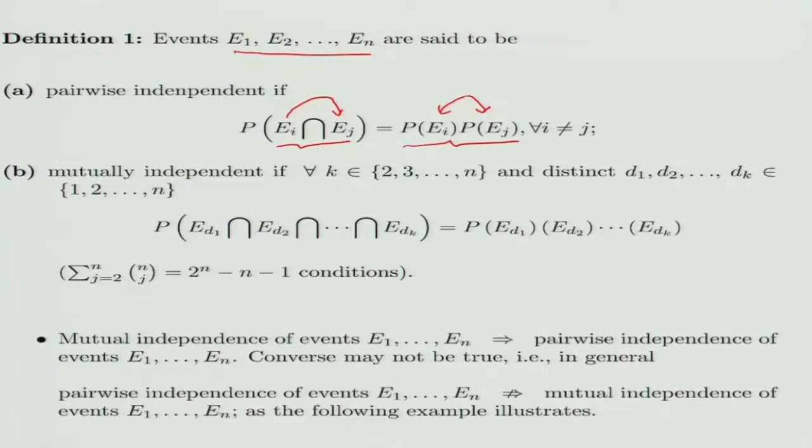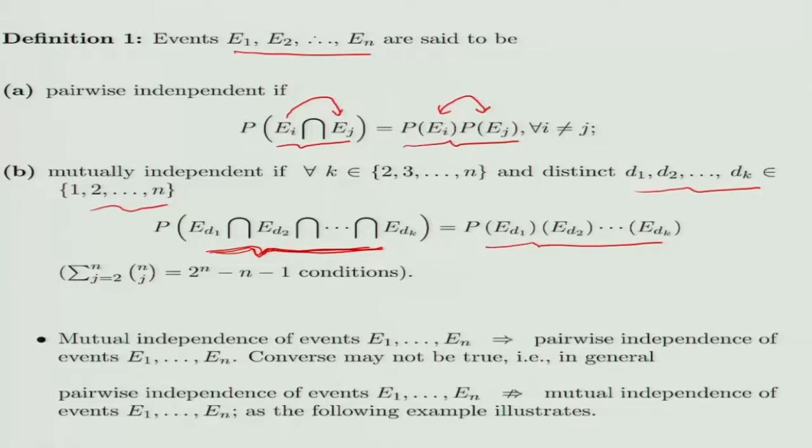I call them mutually independent if you take the joint occurrence of any subcollection of E1, E2, ..., En. So this is the probability of any subcollection Ed1, Ed2, ..., Edk, where d1, d2, ..., dk are from 1 to n and are distinct. I look at the probability of joint occurrence of any subcollection of E1, E2, ..., En. That is the same as the product of individual probabilities, and that should happen for every subcollection of E1, E2, ..., En.